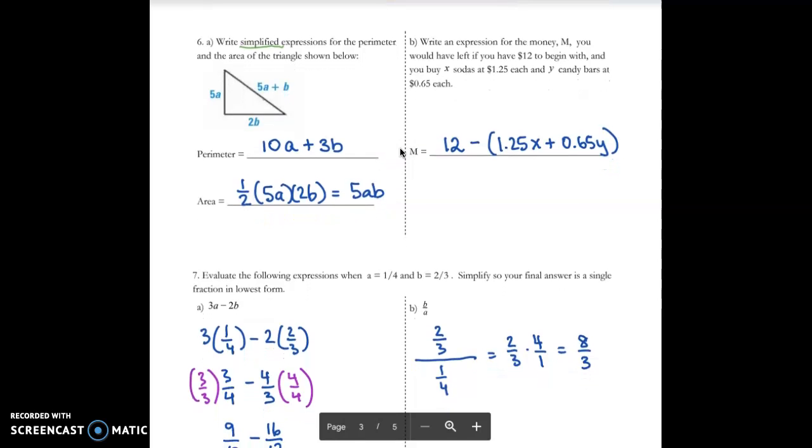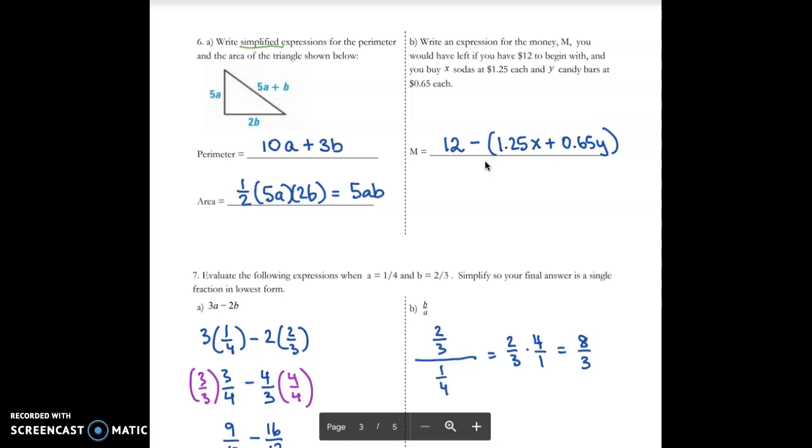For number 6, we're asking you to write simplified expressions for basic geometric formulas. So perimeter is the sum of all sides, so that's 5a plus 2b plus 5a plus b, and you had to combine like terms to get 10a plus 3b. Area is 1/2 base times height, and you had to simplify this, recognizing that the 2 and the 1/2 cancel to give you just 5ab as an expression for the area.